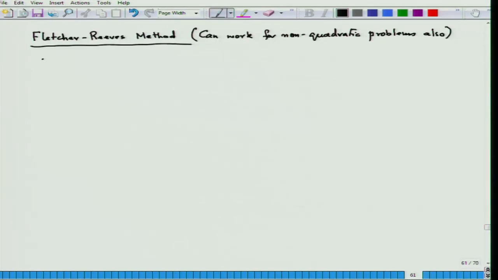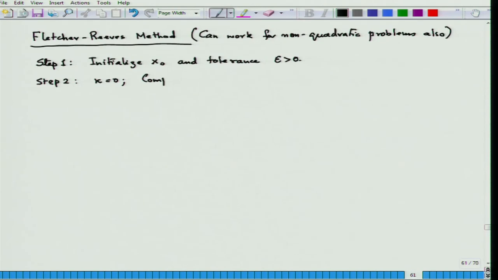Now, in the Fletcher-Reeves method, step one is to initialize your starting point x0 and tolerance epsilon. Step two is to set k equal to 0. Then we should compute g0, that is the gradient at x0, and set the first conjugate direction.